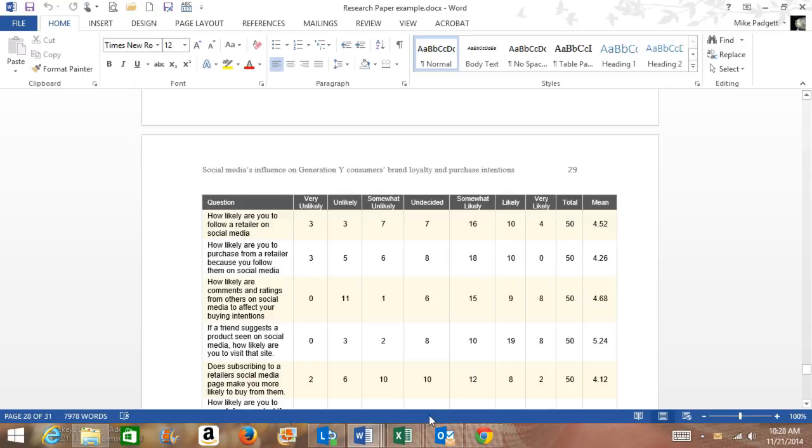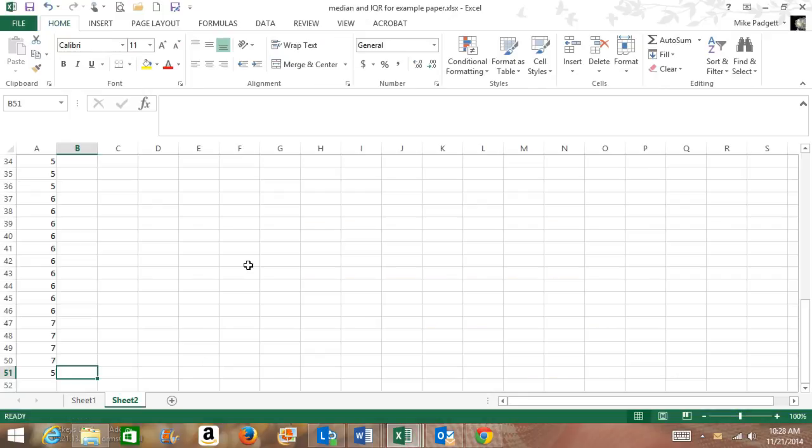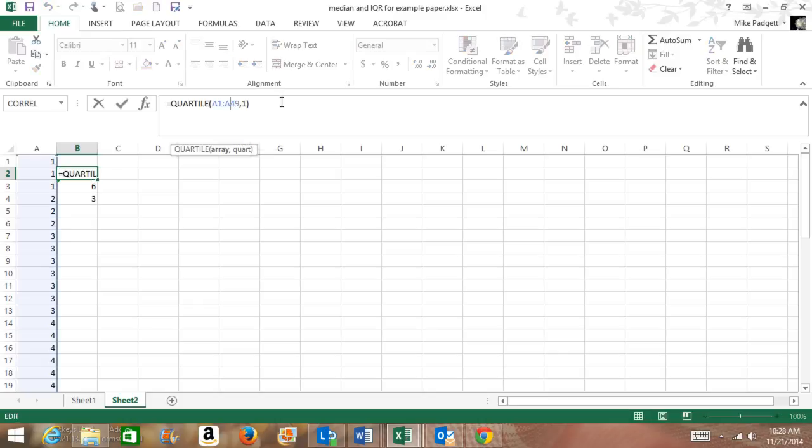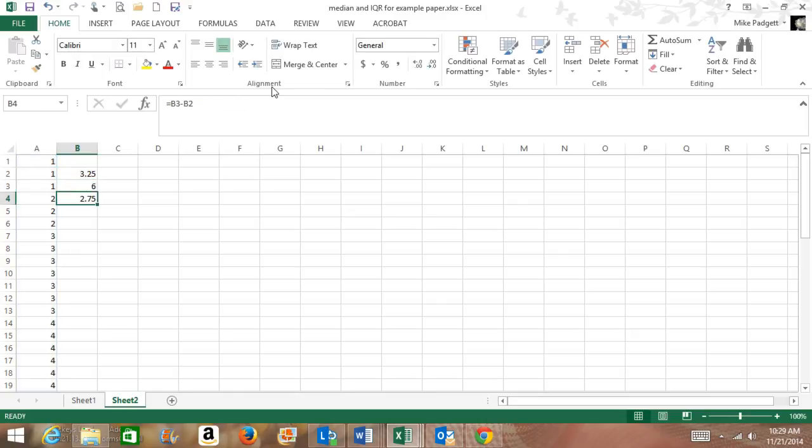And then you also want to give the interquartile range. How you figure the interquartile range is you're going to do equal quartile A1 to A, okay, and this should actually be A50, because we had 50 respondents. What this is doing is figuring the first quartile and the third quartile, and then taking the difference between them. So our interquartile range, or IQR, is equal to 2.75.